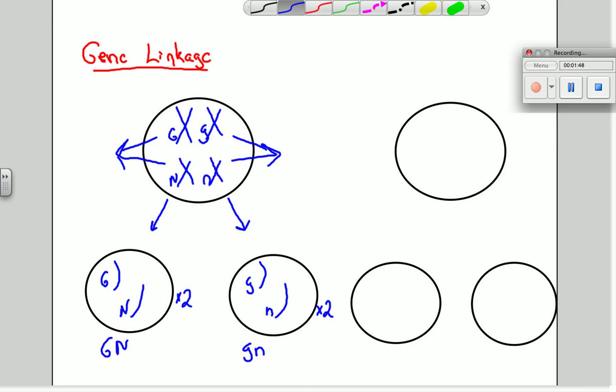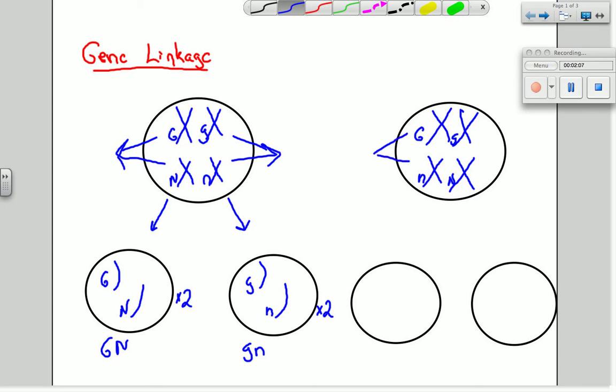No, it's not my only possibility, because we also know that due to independent assortment, these chromosomes may line up in another way. My lowercase n may line up on the same side as the capital G, and my capital N may line up on the same side as my lowercase g, so that when the homologous chromosomes are pulled towards the poles, now I have the capital G gene going with the lowercase n, and the lowercase g gene going with the capital N.